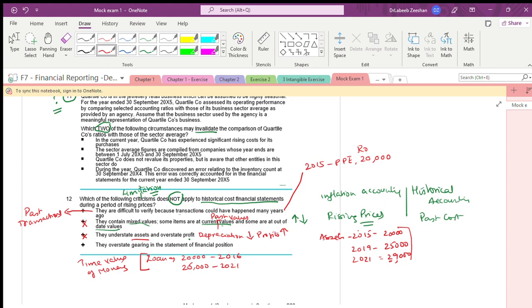Gearing is nothing but the debt divided by debt plus equity. Fine. Debt divided by debt plus equity will be on the historical cost. Is it right? Historical cost. See, 20 years back you have issued equity capital. Still the equity capital will remain the same in the balance sheet. It will never change.